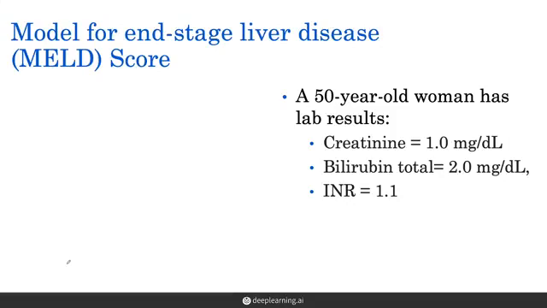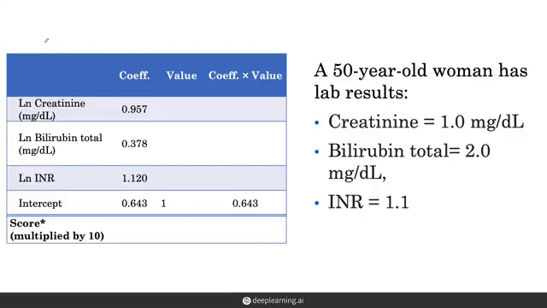This is the model for end-stage liver disease, which produces what is called the MELD score. We will once again compute the MELD score for an example patient by hand. Here we have a 50-year-old woman who has lab studies showing a few lab results which we will need in the model. There are a couple of new features about this model that make this more interesting.